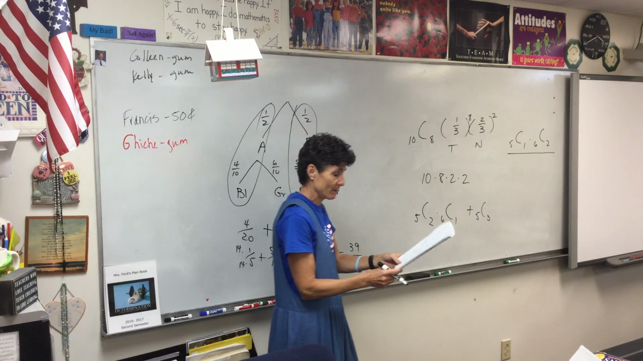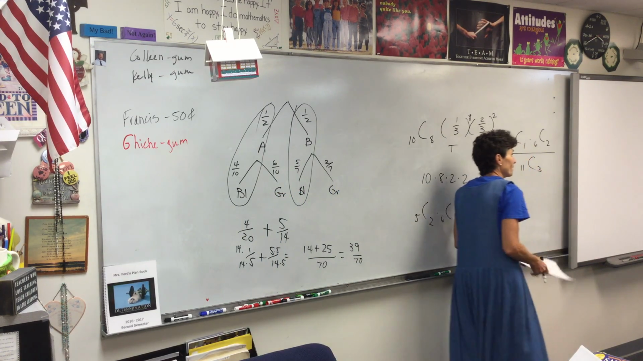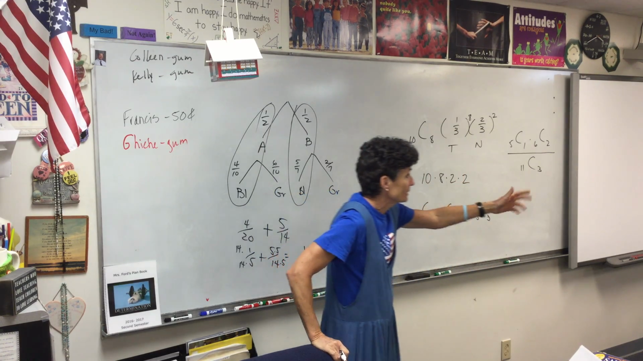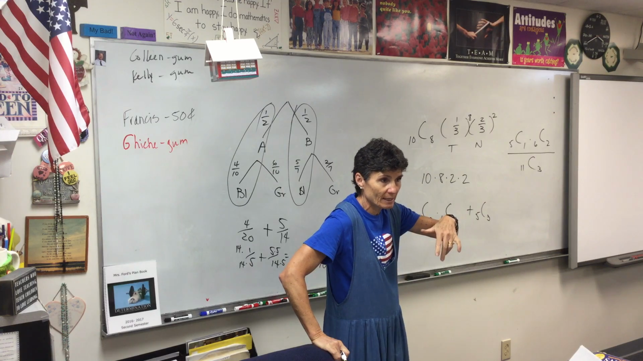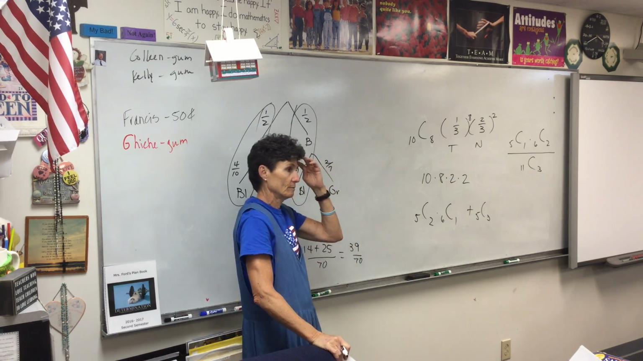What would the denominator be? 11C3. Why is the denominator 11C3? Total. How many total kids do I have? 11. How many total am I picking? 3. Your denominator is always the total.